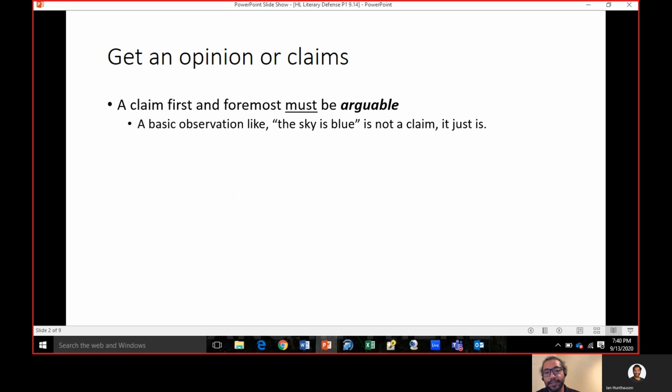So saying the sky is blue is not a claim. You can't argue that. Murder is a capital crime. Yes, it is. Can't argue that. Now, can you argue whether someone did or did not commit that crime? Yes. Can you argue what the penalty for that crime should be, given the evidence presented? Yes. But you can't argue whether or not murder is a crime.